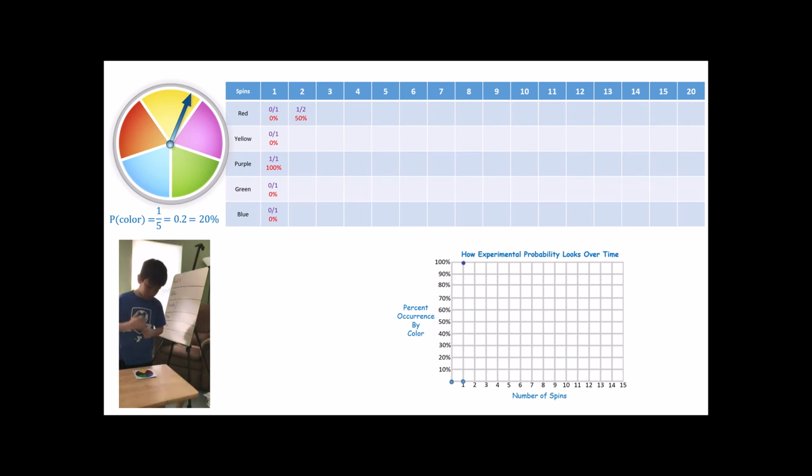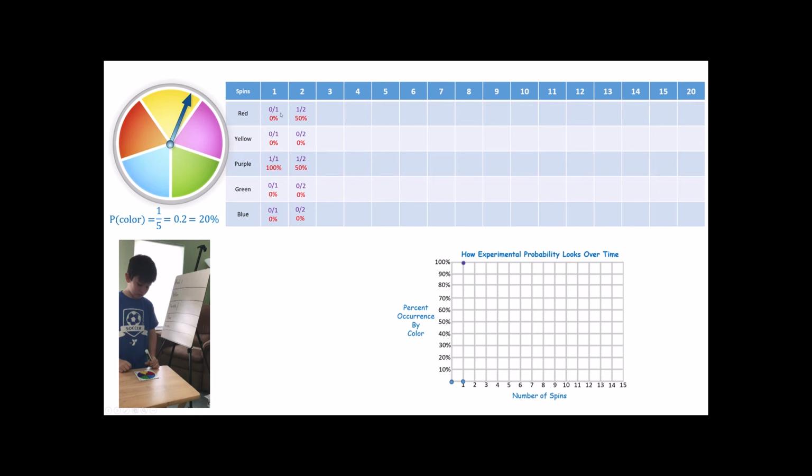So his second spin was a red. Notice that now we have spun twice. One of them was red, one of them was purple, so 50% of the time I got red, and 50% of the time I got purple. Notice everything else has occurred 0% of the time. What's interesting is for experimental probability, after 2 spins, there are only 3 possibilities. Either something happened 0% of the time, or something happened 50% of the time, or it is possible I could have gotten red or purple twice in a row and it would have happened 100% of the time. Those are the only 3 options.